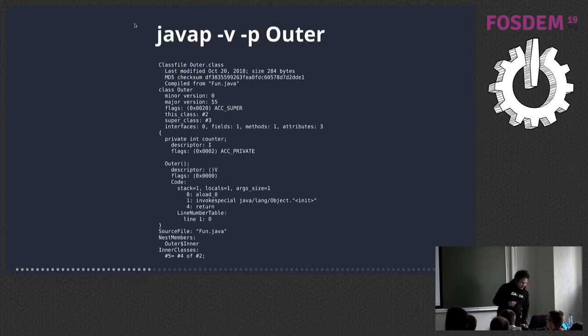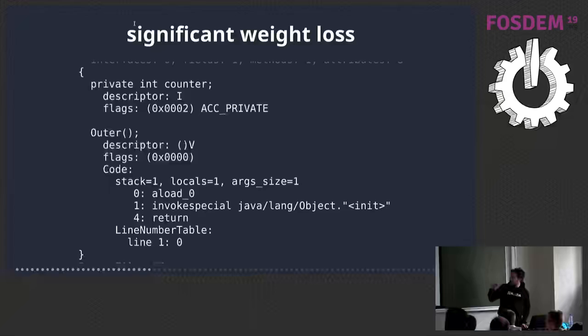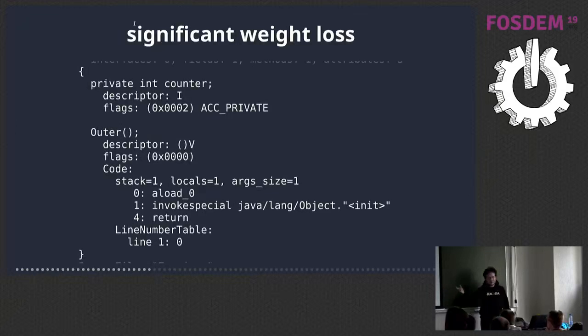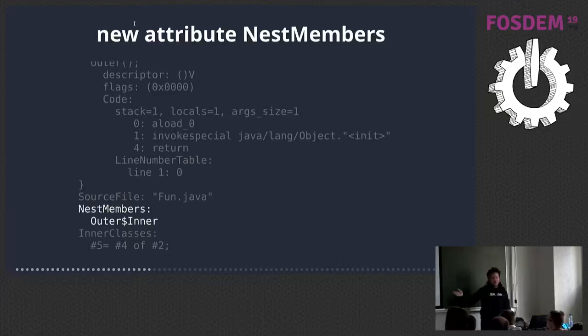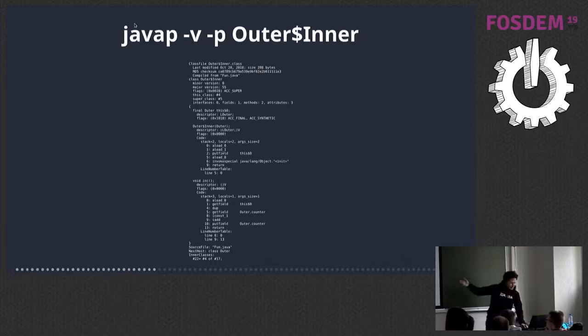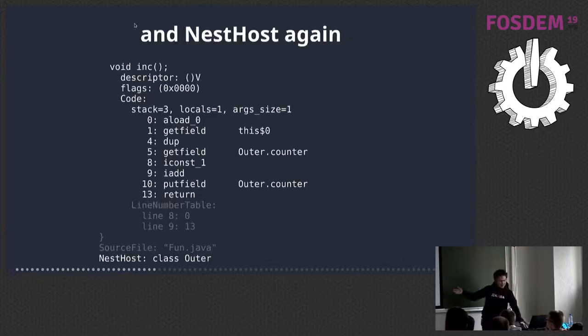Again, all this changed with Java 11. With Java 11, we lost weight. We do not need to generate those accessors. We can directly increment the counter because there is another new attribute, NestMembers, which basically says, well, I'm an outer for this list of classes. So as I'm an outer, I could access the privates, etc. And yes, if you look at the inner, we will see that there is NestHost again, which says, yes, I confirm that I'm an inner of this outer.